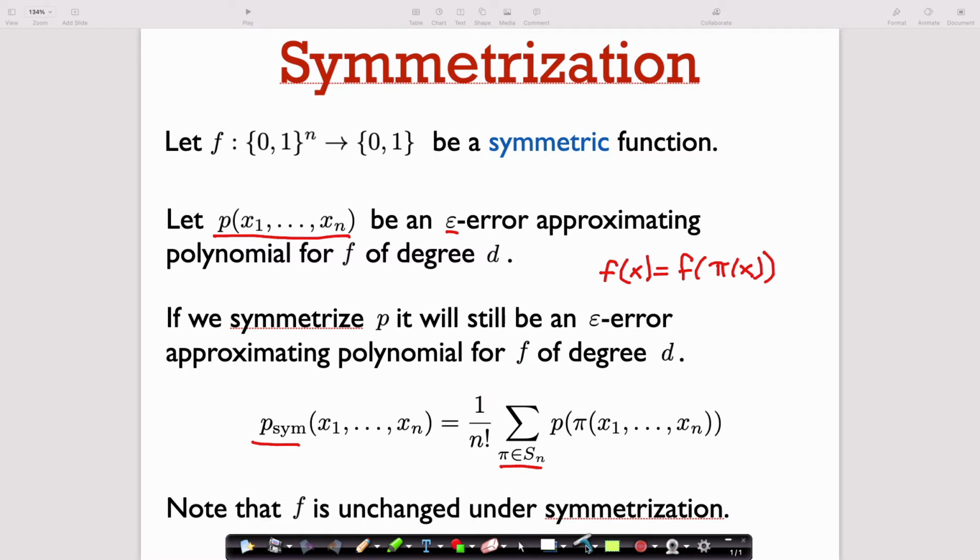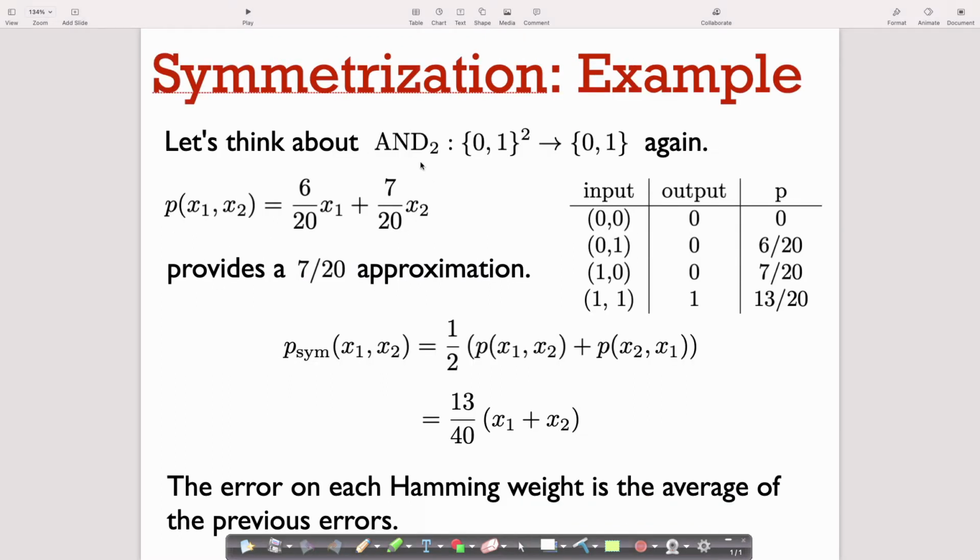So let's see how this works on an example here. Again, let's just think about the 2-bit AND function, and I've artificially constructed a polynomial here, which is not symmetric, but that approximates the AND function. It's just 6 over 20 times x1 plus 7 over 20 times x2. So it's always at most 7 over 20 away from the value of f of x, but it's not actually symmetric, right? Because it has a different value on input 0, 1 from its value on input 1, 0.